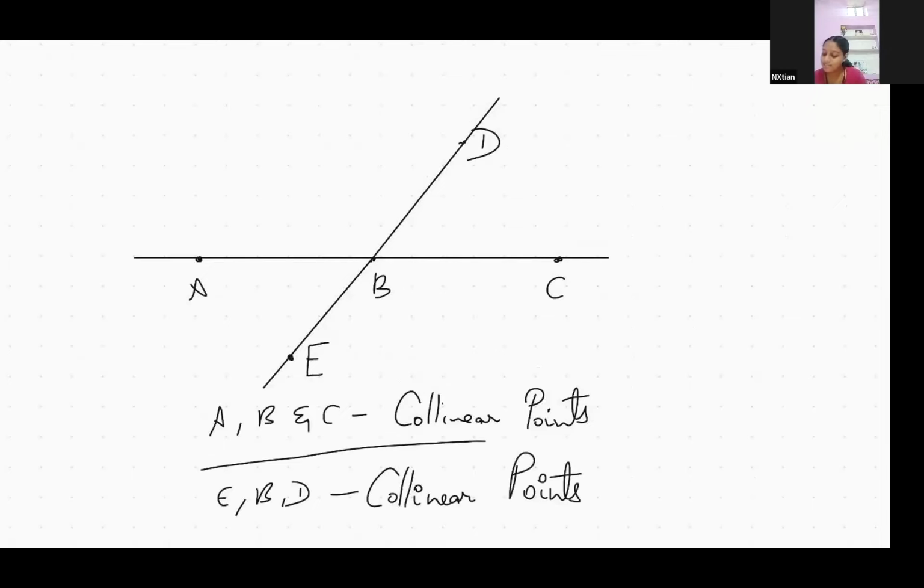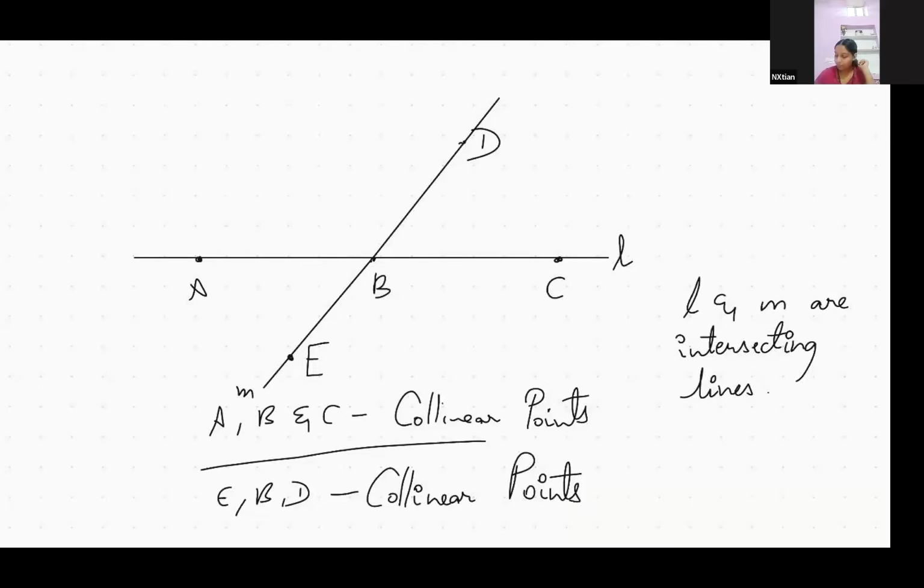All right, and suppose this line name is L and this line name is M. So L and M are which type of lines? Intersecting lines. Also concurrent lines. Two or more lines meeting at the same point are called concurrent lines. And what's the common point at which they are meeting? B point. B is the common point at which L and M are meeting.